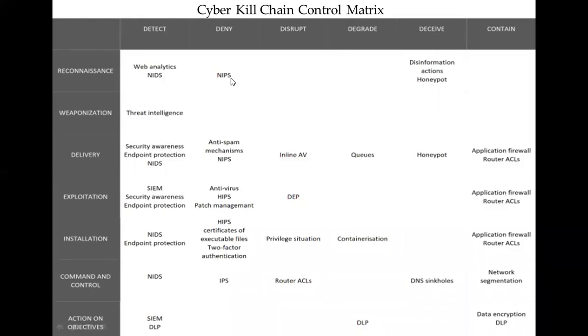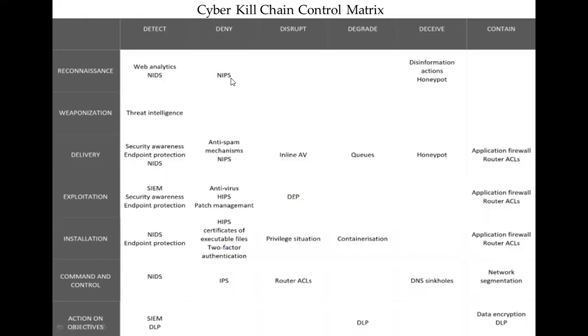So these are some of the controls. Don't forget, I said network. So we can have an IPS on the endpoint system. We can also have it on the network layer. So within the reconnaissance stage, you can deploy this solution to reduce your attack surface area, right?